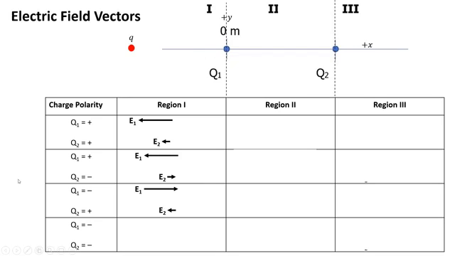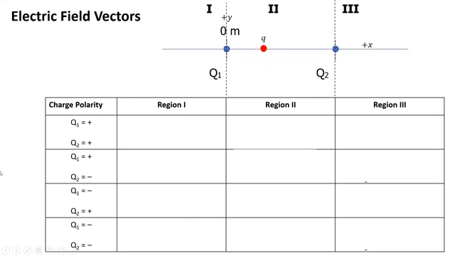If Q1 is negative instead and Q2 is positive, then it just reverses those two vectors. And then finally, if they're both negative, then they both point to the right. That's in region 1. Now let's do the same thing for region 2.